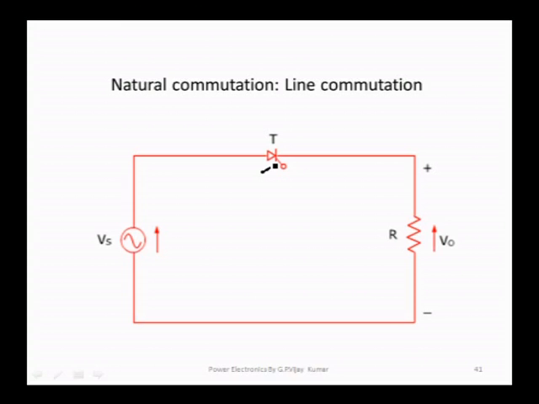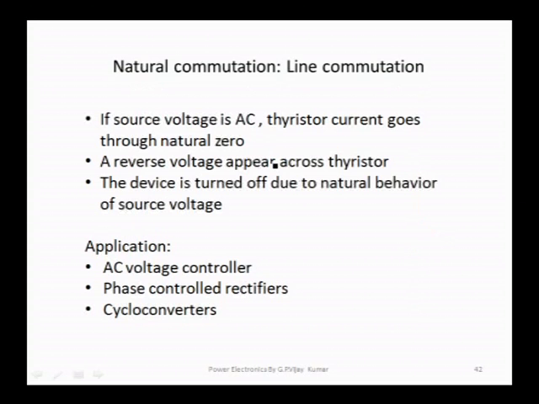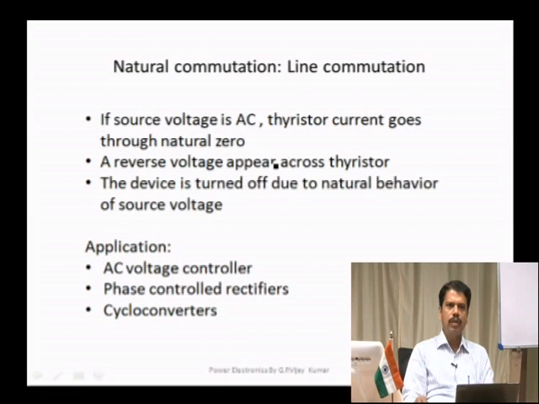One is that the current must be reduced below the holding current, which you already know is associated with the turn off process. The other is that the thyristor must be reverse biased for sufficient time to recover its forward blocking mode. That is the principle of natural commutation. These are the points you already know. The source voltage is AC, the thyristor goes through natural zero, the reverse voltage appears across the thyristor, and the device is turned off due to the natural behavior of the source voltage.